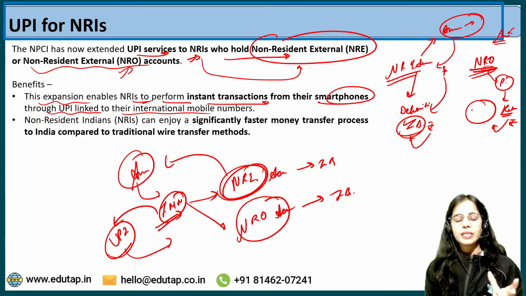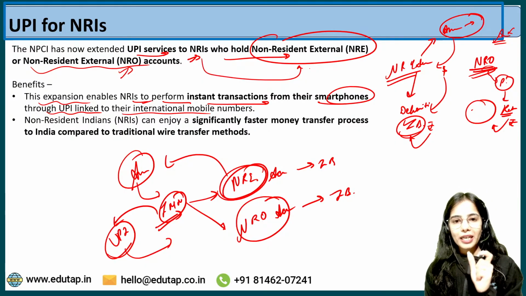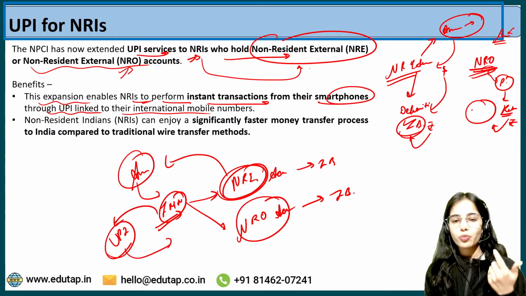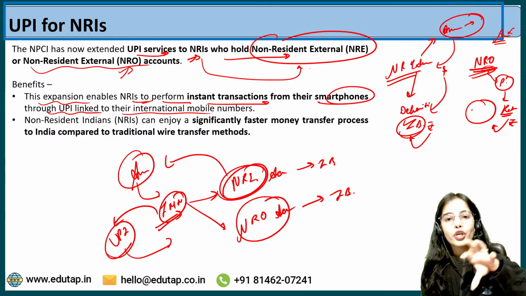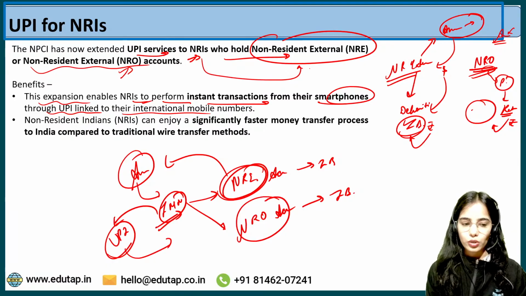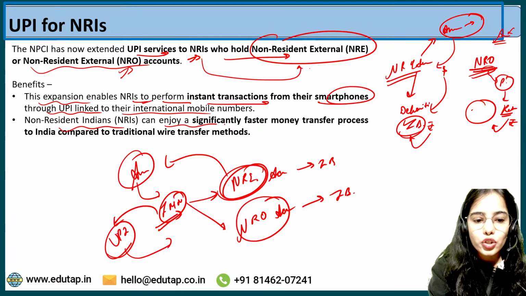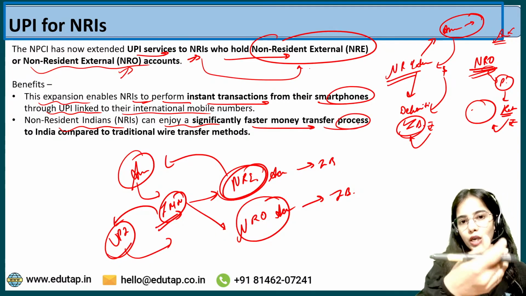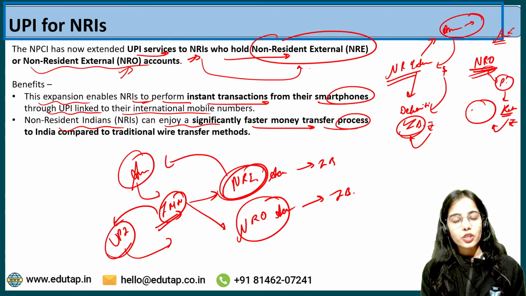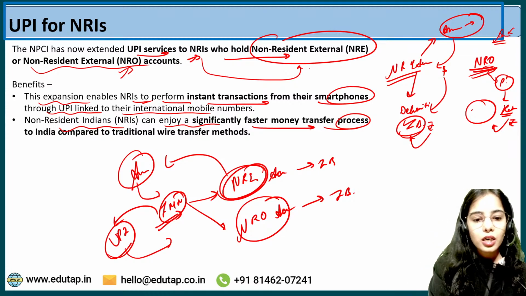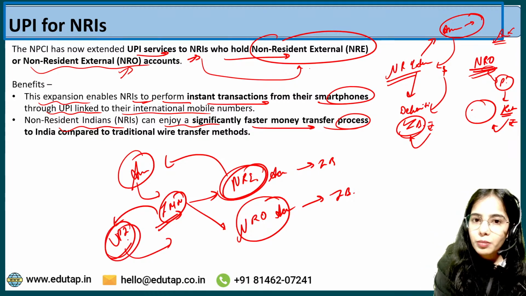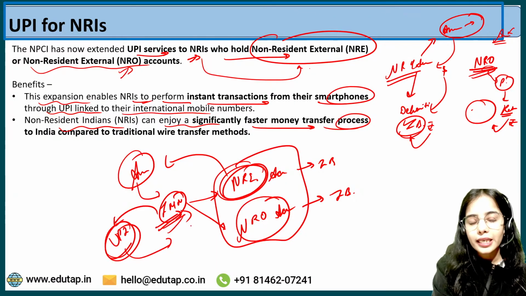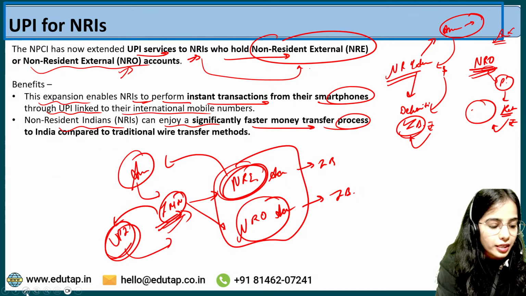Okay, so this is the basic idea: international mobile numbers can be connected to the NRE and NRO accounts, and using this international mobile number connected to your account, you can have access to the UPI features also. So non-resident Indians can enjoy a significantly faster money transfer process to India. Because UPI is used in India, if they want to send money to India, they can easily send it through the UPI system connected to their NRE or NRO accounts through their international mobile number. So this is the idea.